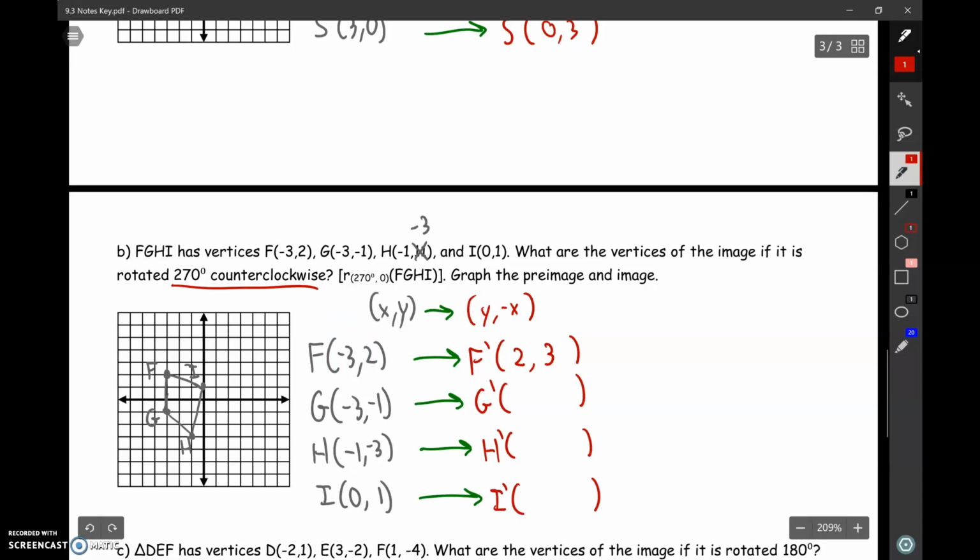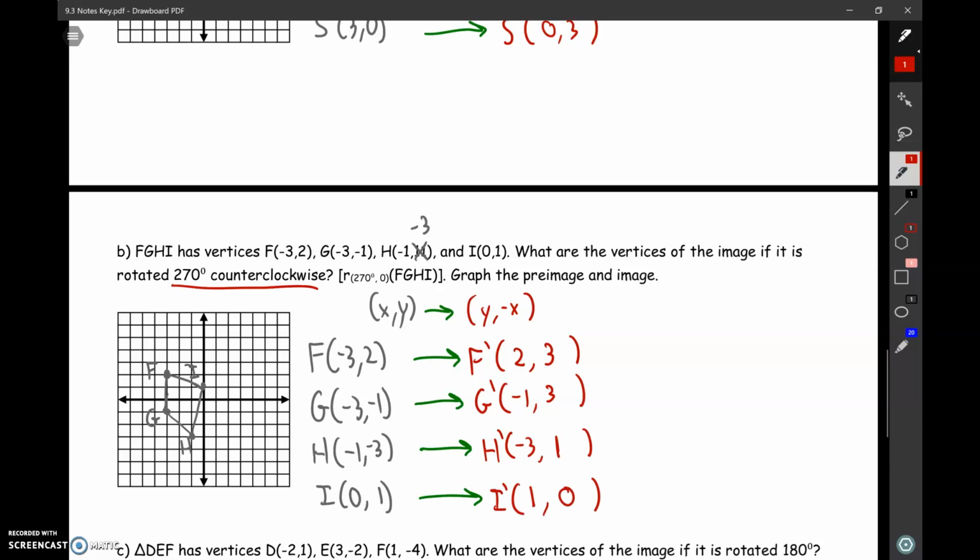It looks like the image of F will be at 2, 3. If I follow the same rule here, negative 1 moves to the front. Negative 3 changes sign when I move it to the back. So negative 1, positive 3. Following the same rule again, negative 3 moves to the front. Negative 1 switches and changes sign. 1 moves to the front, and then 0, kind of like with our last example, I can't do much about changing that sign, but at least I can change that position.